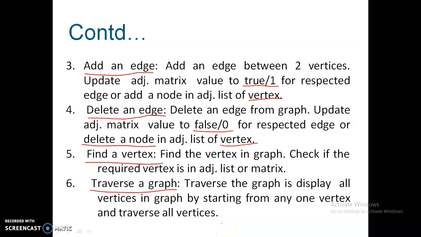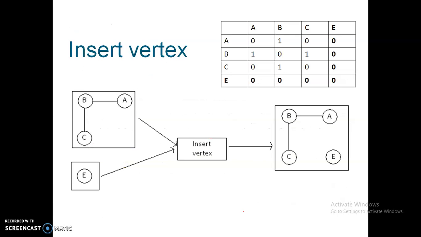We can start from any one particular vertex, because we don't have any one vertex as the root or starting point. So we can take any vertex in the graph as the starting vertex and move through it to the last vertex. This is an important operation of graphs, traversing the graph. Next, we'll see the operations one by one with graph diagrams.